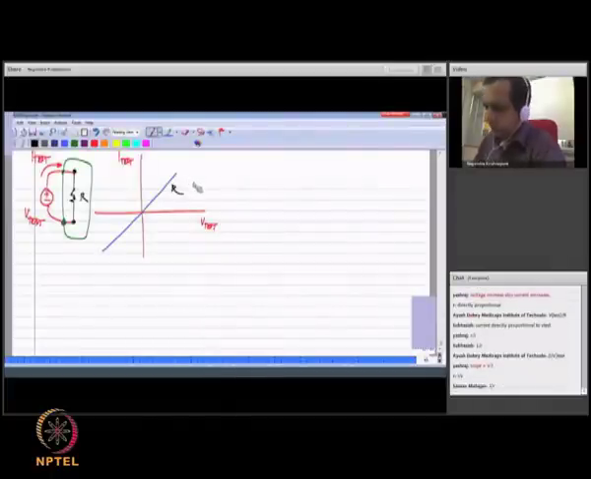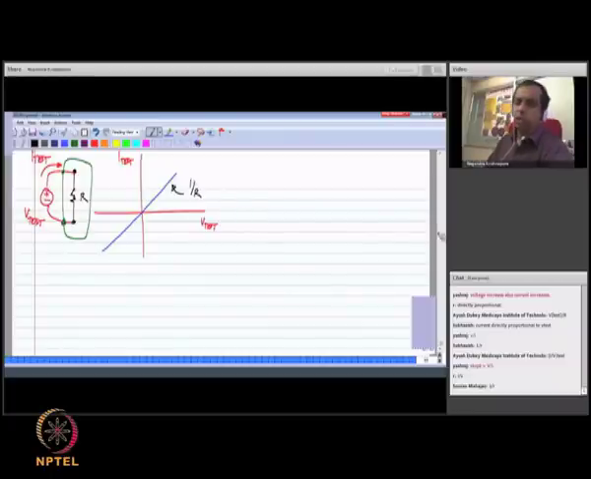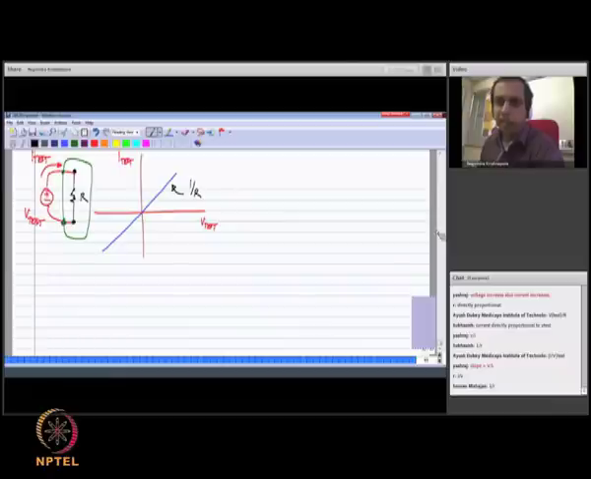So clearly the slope would be 1 by R. Again, if you think of a black box, you don't know what it is. You make this measurement, you find that you get a plot which is a straight line passing through the origin, and you take the inverse of the slope. First of all, that tells you it's a resistor, and the inverse of the slope gives you the value of the resistance.